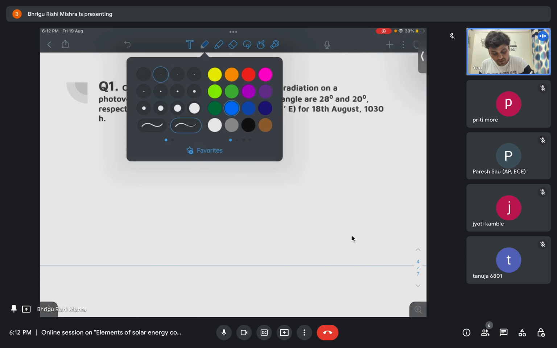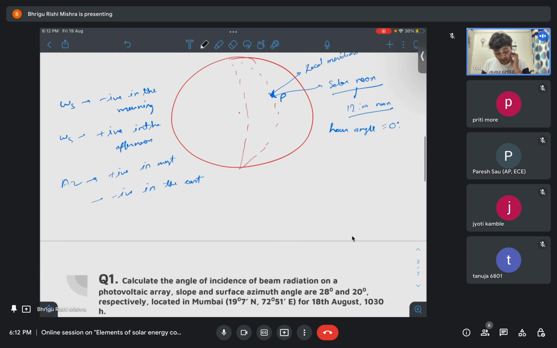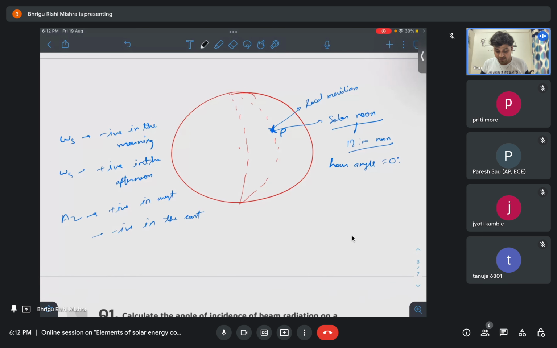Okay, so for that it is important to consider these sign conventions. This is omega, simply omega. So omega, that is our angle, in the morning is negative, our angle in the afternoon is positive, and thus the sunrise hour angle, which is in the morning, will be negative, and the sunset hour angle will be positive.